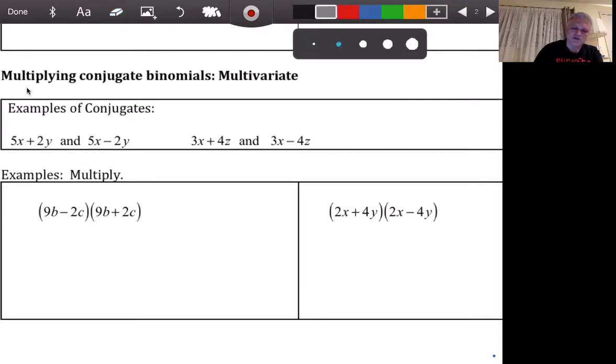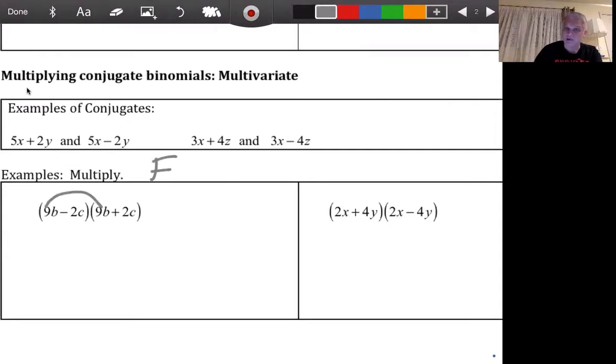So let's FOIL it out again. So first times first, 9b times 9b. Okay, so just to make sure that everybody has this broken down. 9b times 9b, how do you multiply 9b times 9b? You multiply the coefficient 9 times the other coefficient 9. 9 times 9 is 81.